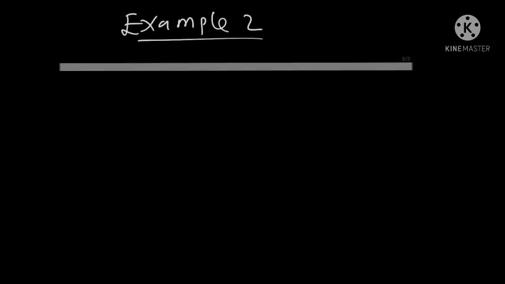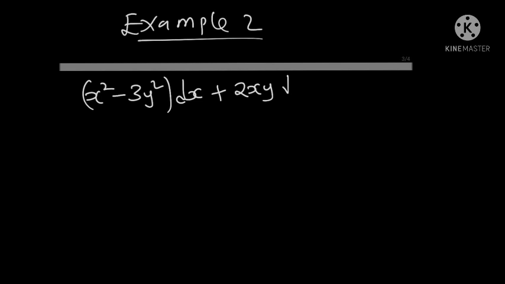Suppose we have (x squared minus 3y squared) dx plus 2xy dy equals 0. This equation is in differential form.